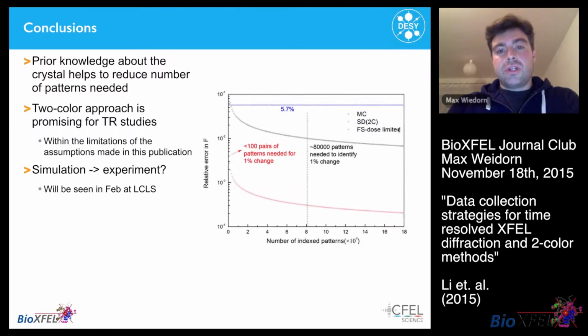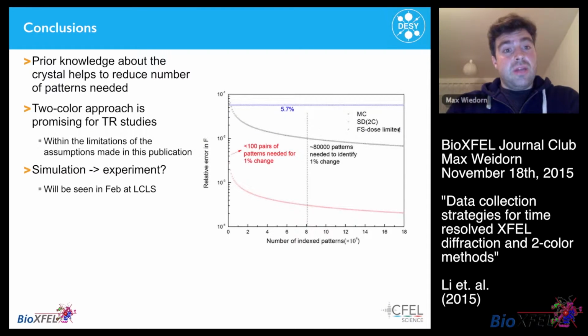But the Twocolor approach has a huge head start on the error, so that you need a lot fewer patterns to resolve a 1% change in structure factor. So it would be beneficial to use this technique for time-resolved studies. So in principle, it all boils down to, if you do have prior knowledge about your crystal, in the Twocolor approach, it would be by probing the same crystal twice, or with a big crystal, probing the same crystal over and over again. That does help to reduce the number of patterns that are needed.